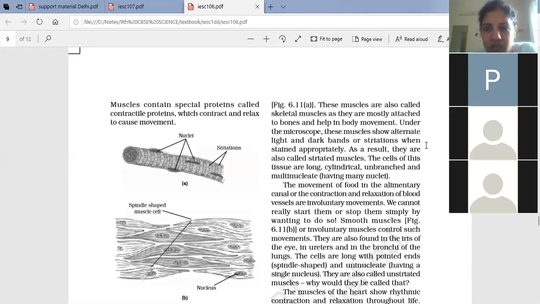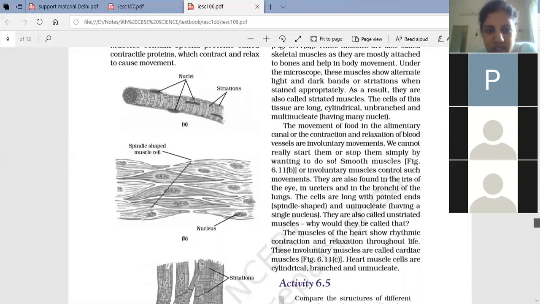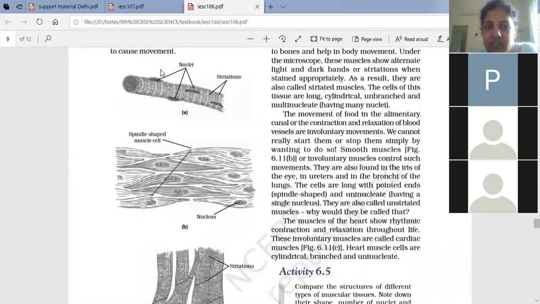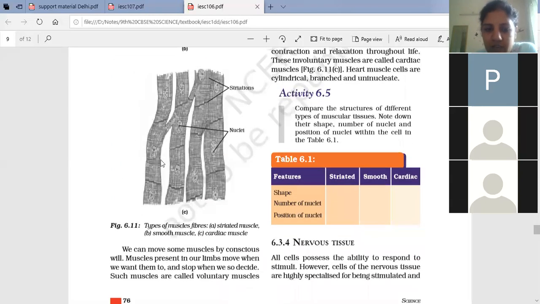There are three types of muscular tissues. You can see the three structures. First one is striated muscles or voluntary muscles. Second one is unstriated and smooth muscles or involuntary muscles. Striated, voluntary muscles; unstriated, smooth or involuntary muscles. It has three names. And the third one is cardiac muscles. These are the cardiac muscles.